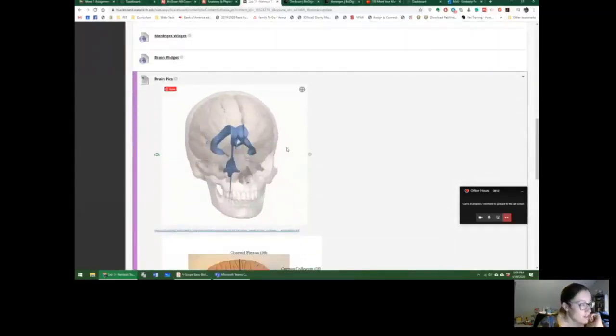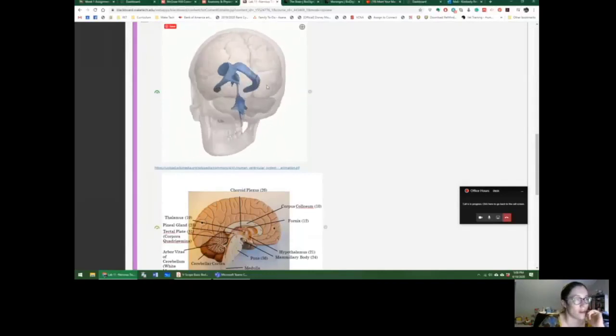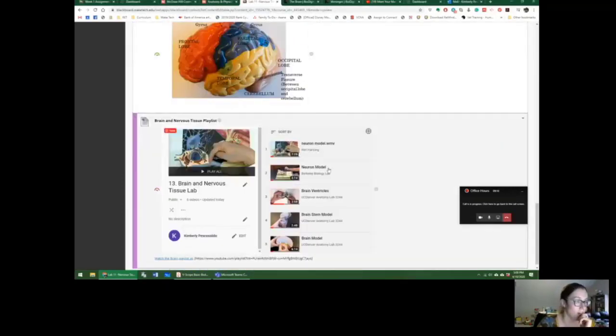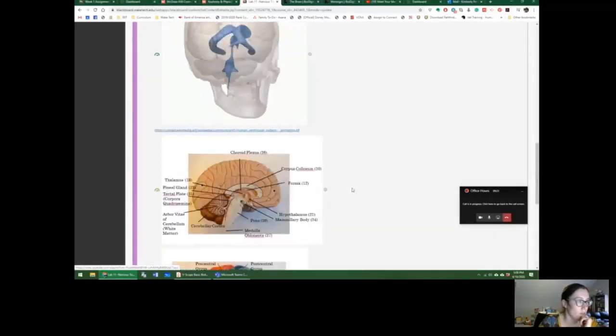This is just a GIF of the ventricles that you guys can look at. That's where the cerebrospinal fluid would be inside the brain. And then these pictures right here are going to be really helpful for labeling your brain models. You can see these are the brain models we would have looked at in class. And I've got lots of videos of brains that you guys can look at down here, as well as some of the different lobes. So I should hopefully have gone through mostly everything.